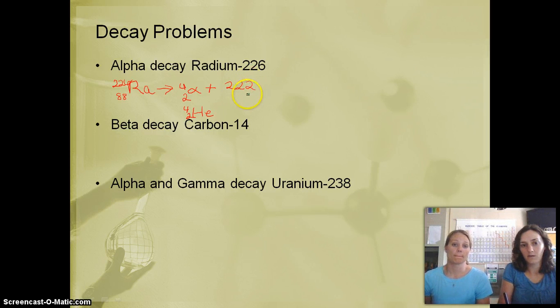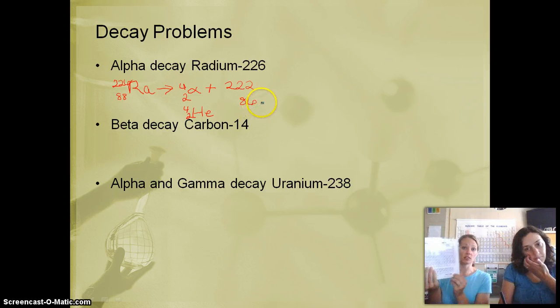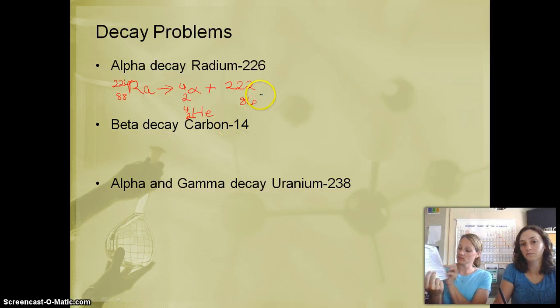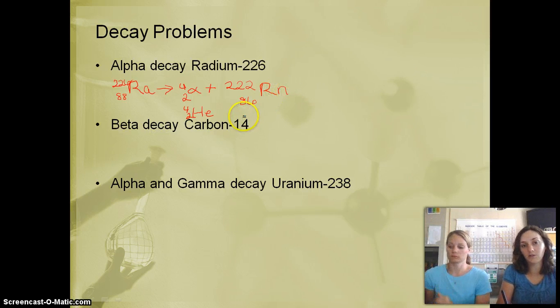Okay. And now 88 minus 2. That'll give you 86. And 86, you're going to look on your periodic table. You're going to go down and around and look through and see if you can find 86. And 86 is found over here, and it is radon, Rn. Okay, so notice you changed your atomic number. You have changed your element. All right, that's an alpha decay.